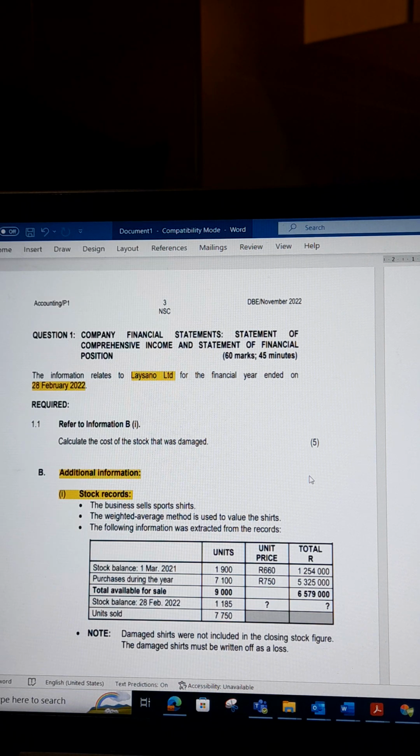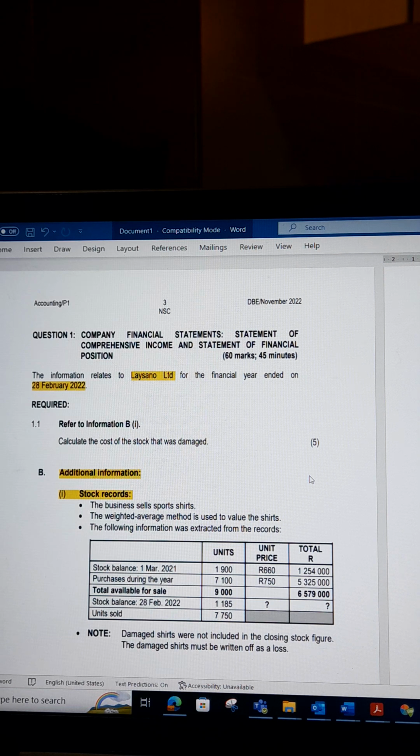So we have two closings here. We have the one that has been given to us, which is 1,185, and the one that we're going to calculate. Why are we calculating the closing? We're calculating the closing using our own way, the way that we know is used to calculate the closing, so that we can compare it with the one that has been given to us, because they said damaged shirts were not included in the closing figure, meaning that we need to calculate our own figure and compare it with the figure given. So how are we going to calculate it?